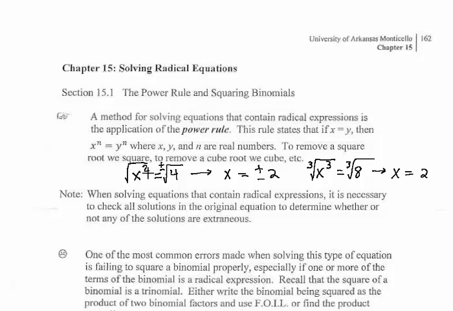To undo the square, we take the square root. To undo the cube, we take the cube root. To undo a fourth root, or something raised to the fourth power, we take the fourth root. Alright.